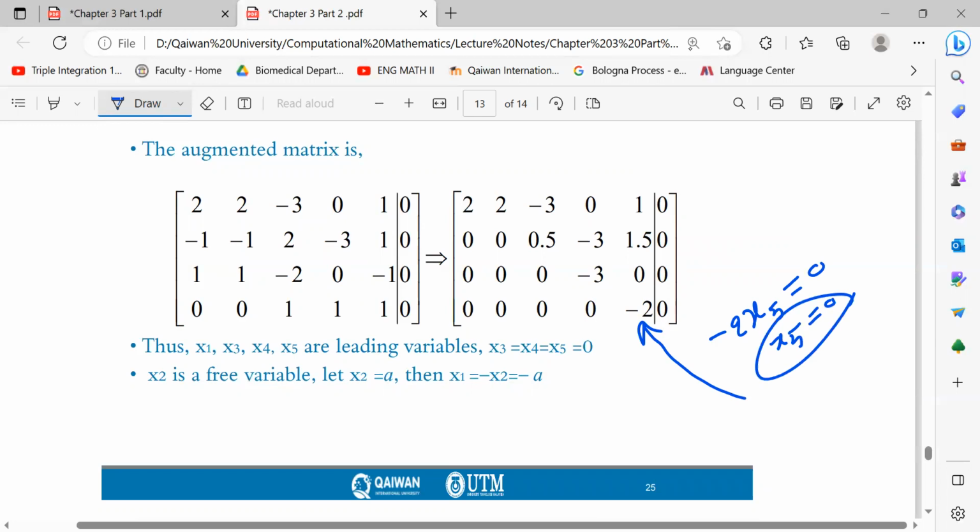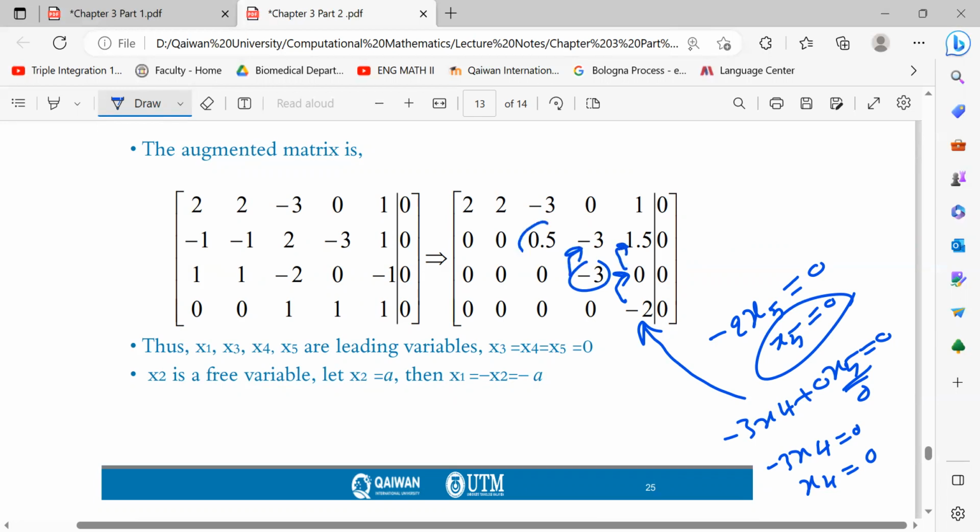Is 0. And we use this here to get x4. Say minus 3x4 plus 0x5 is 0. This is 0. So minus 3x4 is 0. So x4 is 0. x4 is 0 also. And if we replace x4 by 0, x5 by 0, we get x3 is 0. That means x4, x3, x5 are all 0, as you see here.